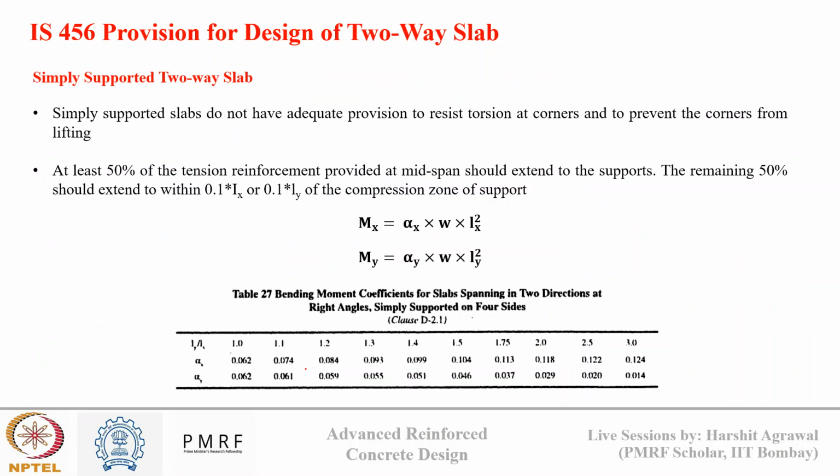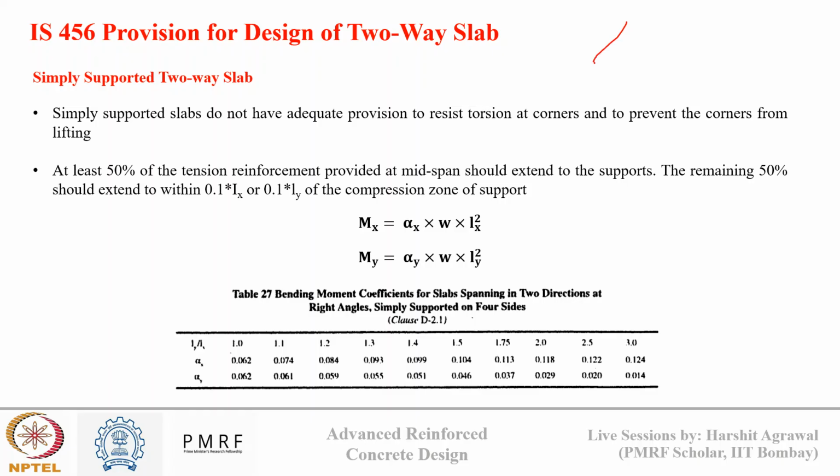Now, for two-way slab, IS 456 categorizes them into two divisions. We have simply supported two-way slab and we have restrained two-way slab. So why such division? To consider the effect of corner uplift that can happen in a two-way slab. If we talk about simply supported two-way slab, there is no adequate provision to resist torsion at the corner and to prevent the corner from lifting.